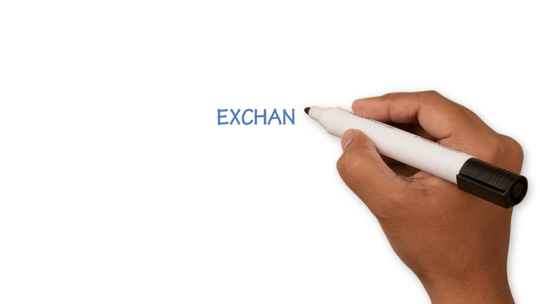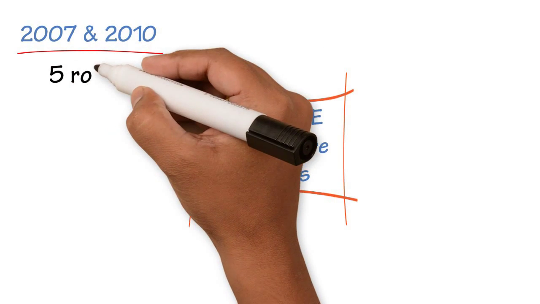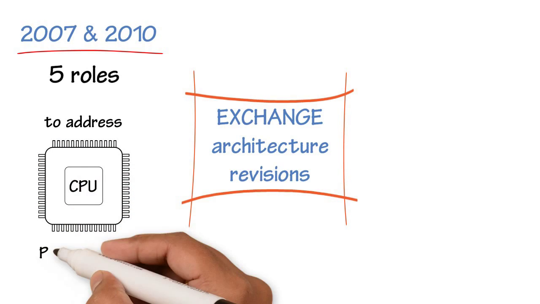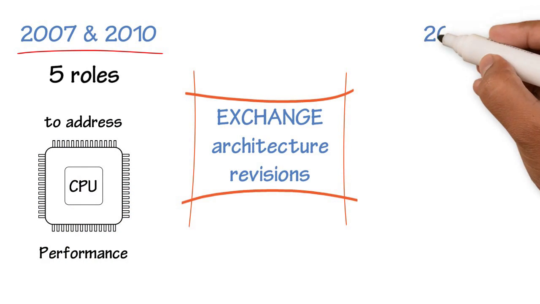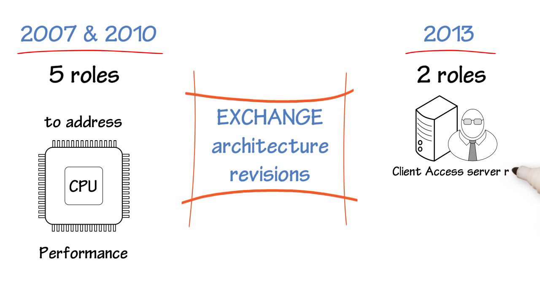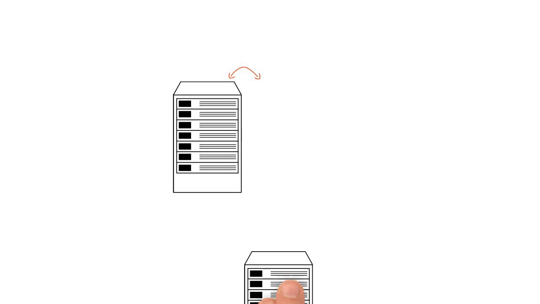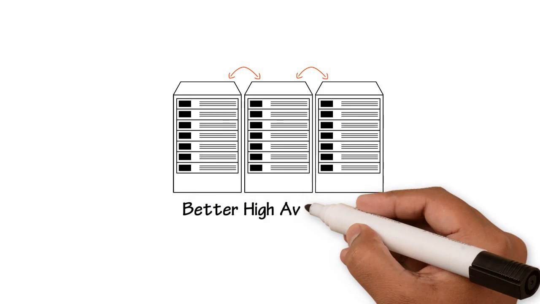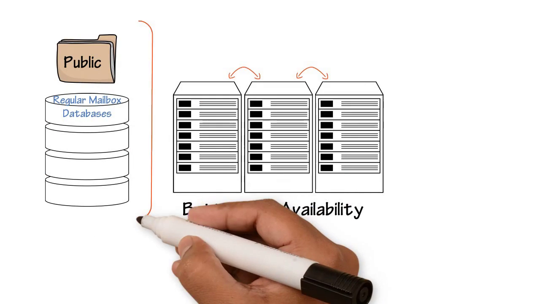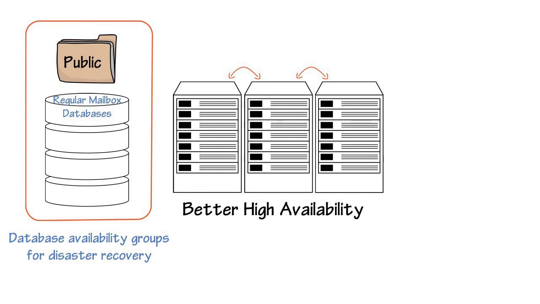The Exchange architecture revisions of Exchange 2007 and 2010 were split into 5 roles, mainly to address issues like CPU performance. Today, Exchange 2013 now has just 2 roles: Client Access Server role and the Mailbox Server role. There is better high availability as well. Public folders use regular mailbox databases. In turn, this means that they can be made part of database availability groups for disaster recovery.